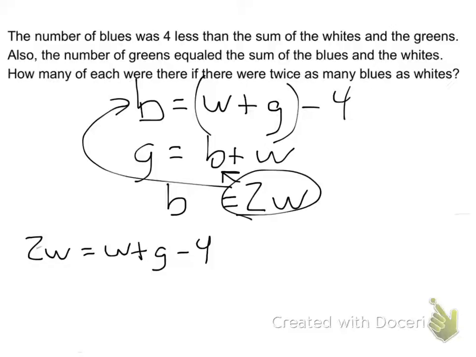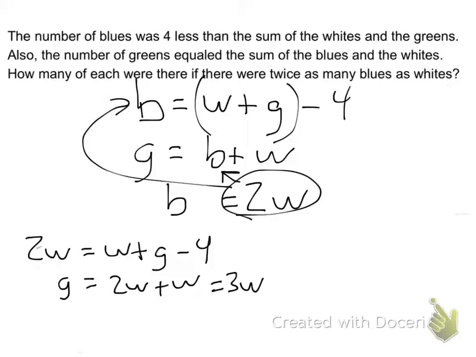And could I also say that the greens equal 2W plus W, sorry, that's a plus, isn't it? Well, I could simplify that greens one. Green is equal to what? 3W. So I'll just put it over here. So I only have 2 equations left. I have 2W equals W plus G minus 4, and G equals 3W.